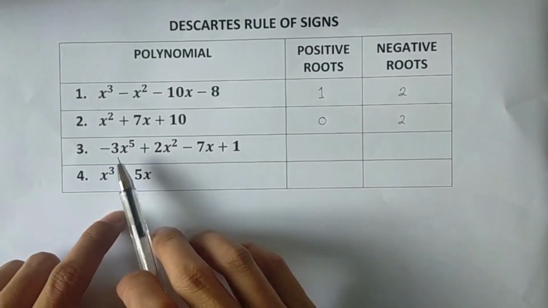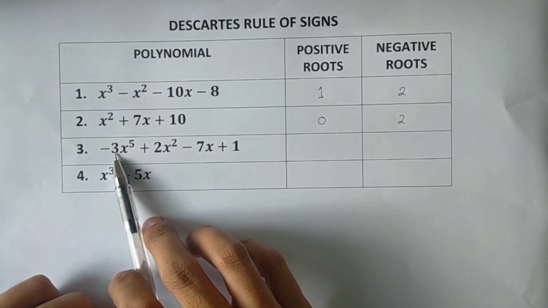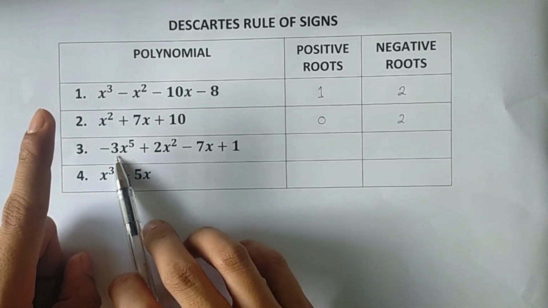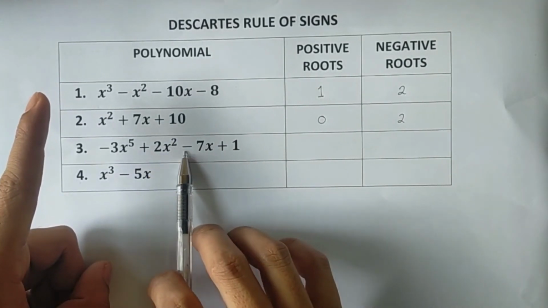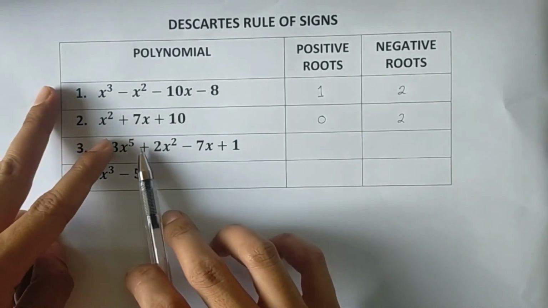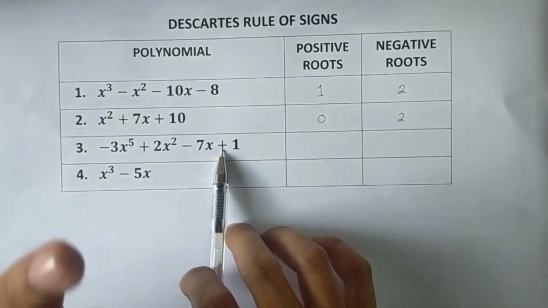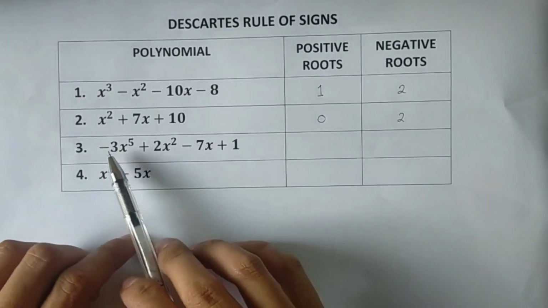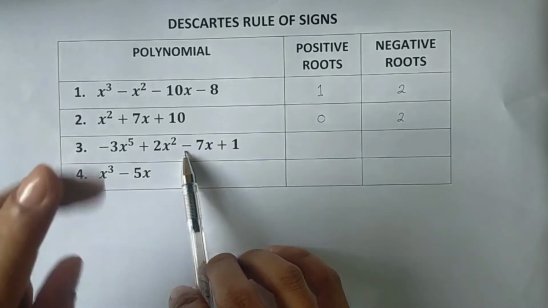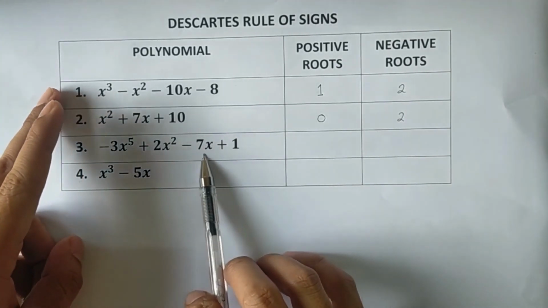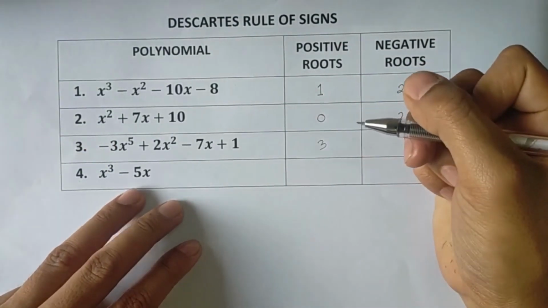Likewise, number 3, let's solve how many are positive and how many are negative. So we have negative 3, that's negative, becomes positive, so count 1. From positive to negative, that's 2, because from positive to negative it changes. From negative to positive, that becomes 3. Again, negative to positive 1, positive to negative 2, negative to positive 3. So there are 3 positive roots.